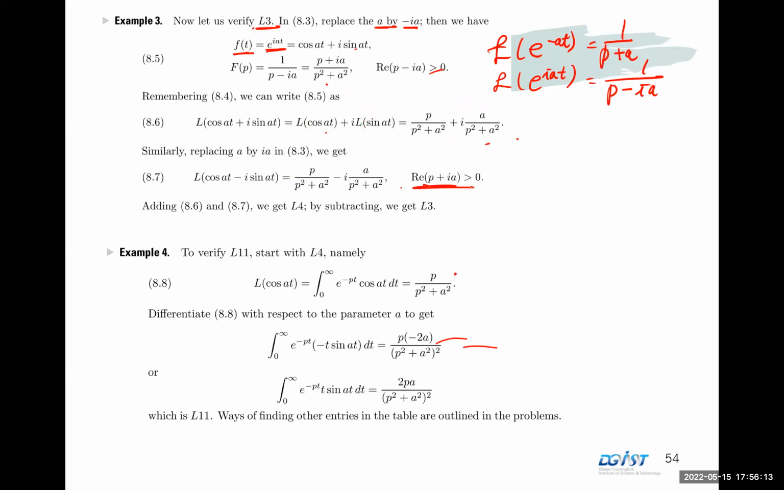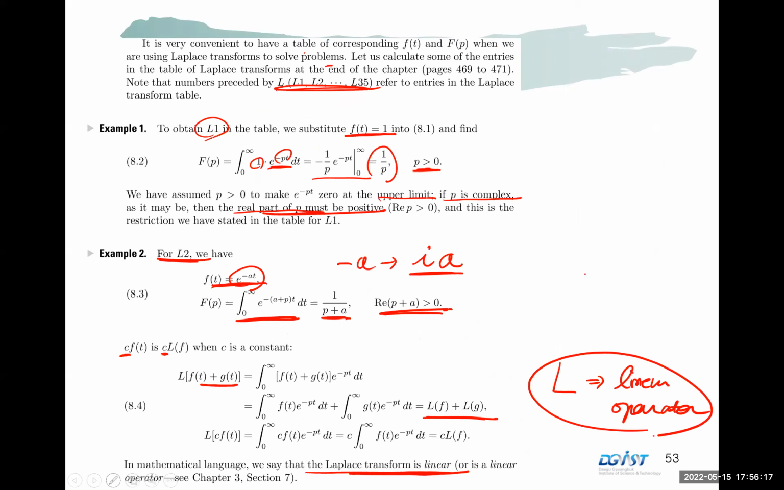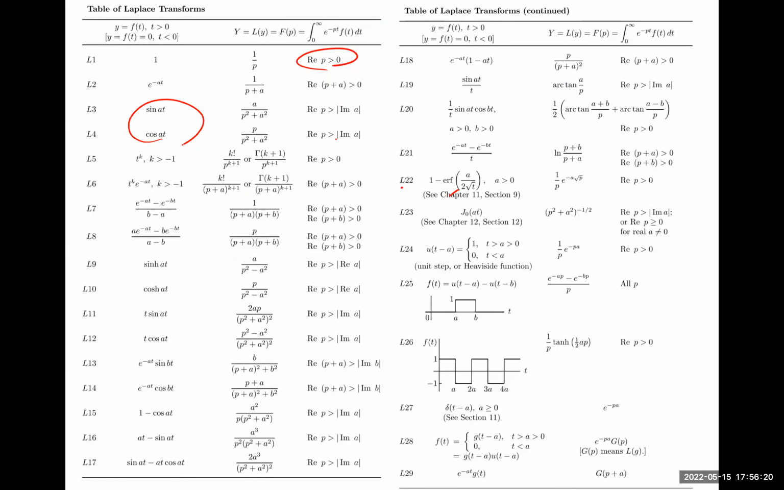And this one implies this one, which actually has the same meaning, because for P plus IA, the real part of it corresponds to the real part of P plus the imaginary part, minus the imaginary part of A. So in case we take this condition.